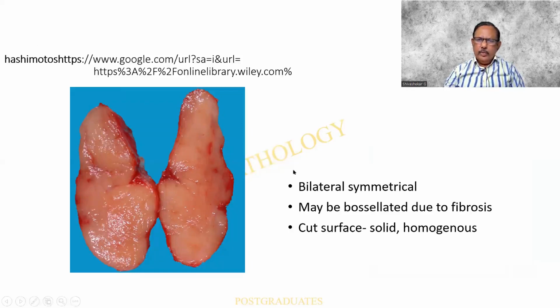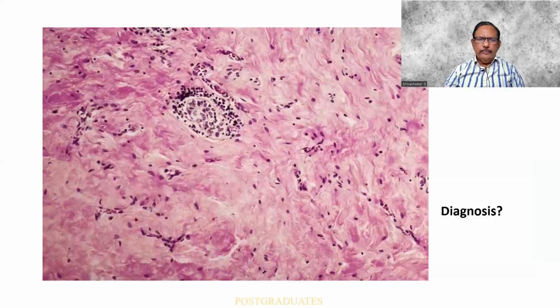Hashimoto's is a good reference over here. Bosselation may be present in a case of a fibrosing variant of Hashimoto's. Look at this one. What is your diagnosis? I'd be tempted to call it a medullary carcinoma, mistaking it for amyloid, if there were any parenchymal cells. But here, there are just bundles of collagen and lymphocytes. Maybe if I'm lucky, I'll be able to see some plasma cells. Good. So this is a case of fibrosing variant of Hashimoto's thyroiditis.